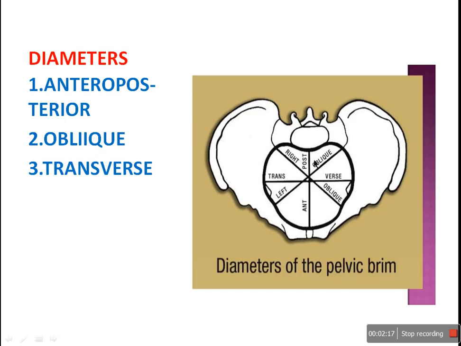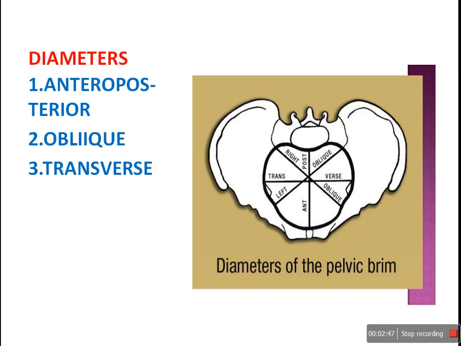Anterior, posterior means the diameter from the anterior side to the posterior side, and this is the oblique from one corner to the other corner. Transverse means from the middle of one side to the middle of the other side. See, transverse, oblique, and anterior posterior diameter.